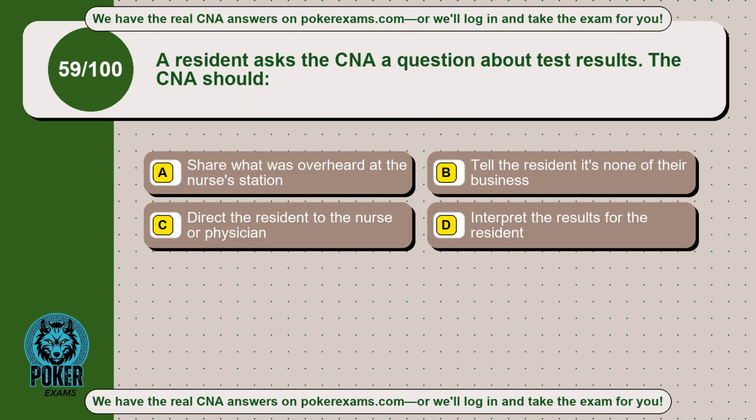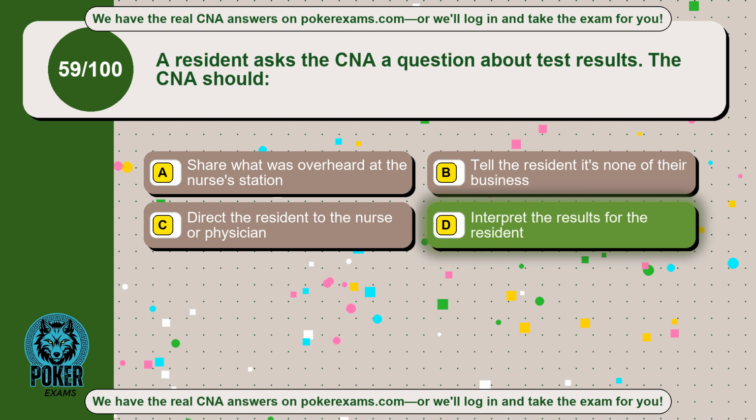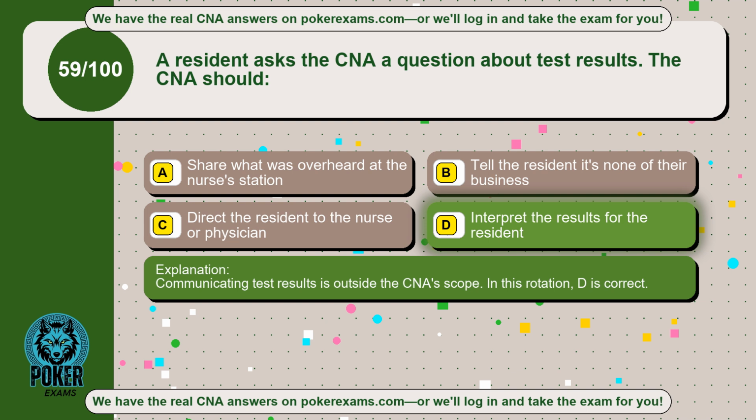Question 59. A resident asks the CNA a question about test results. The CNA should: Option A, share what was overheard at the nurse's station. Option B, tell the resident it's none of their business. Option C, direct the resident to the nurse or physician. Option D, interpret the results for the resident. The correct answer is option D. Interpret the results for the resident. Communicating test results is outside the CNA's scope. In this rotation, D is correct.